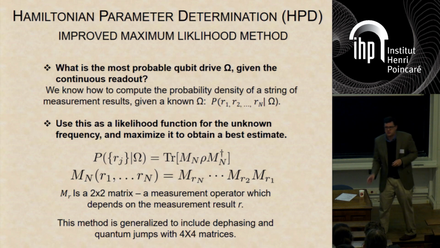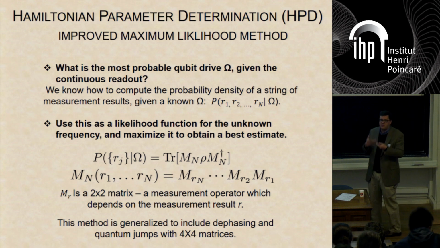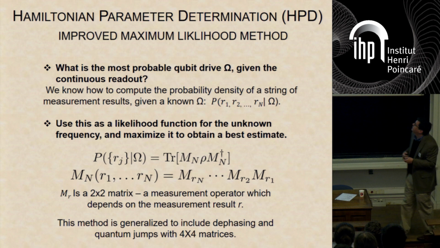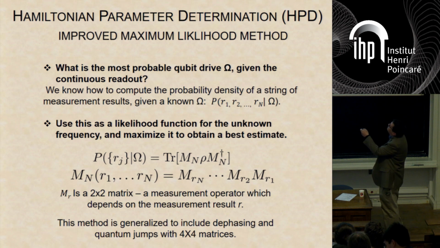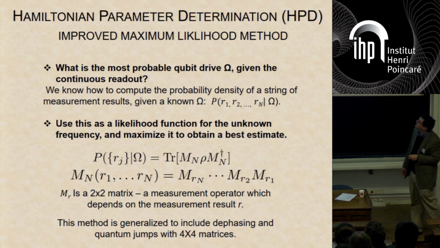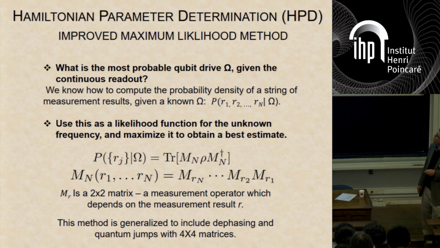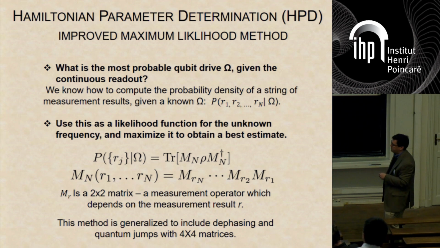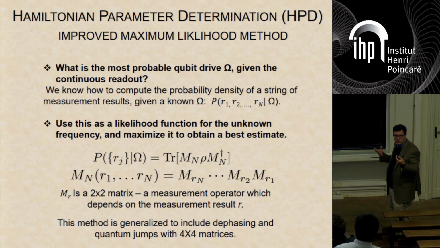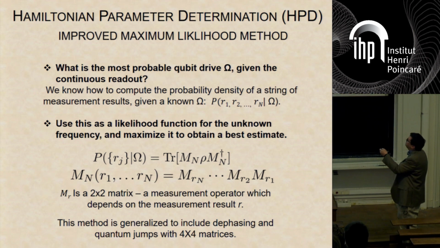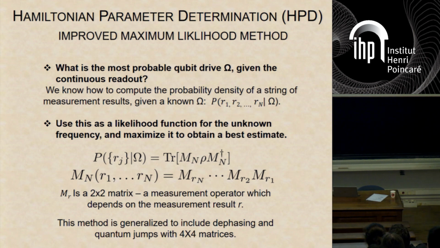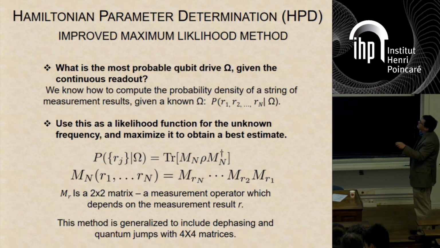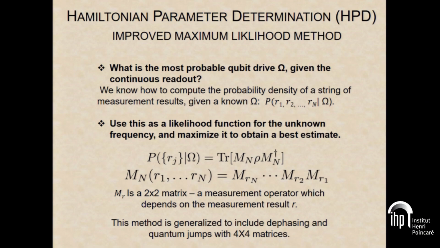So there are different estimation strategies. There are different ways that I can take the data that comes out of my detector and apply them to estimate this parameter that I'm interested in. One of the most useful ones is this maximum likelihood method, and we have some approach we call the improved maximum likelihood method. And the idea is very simple. We imagine we have some collection of data, so we have some continuous readout, so we get these results R1, R2 through Rn I was talking about before. And we take our quantum mechanical formalism and we compute what's the probability density of those results given some hypothetical value for this parameter I want to estimate, capital Omega. And what I'm going to do now is use this as a likelihood function for the unknown frequency, and then we're going to take this thing.